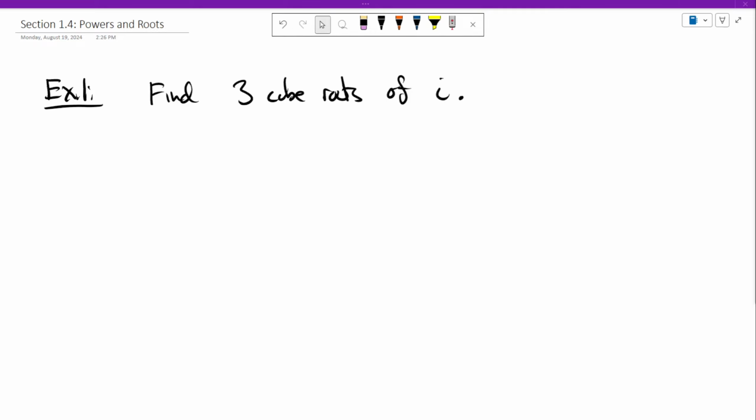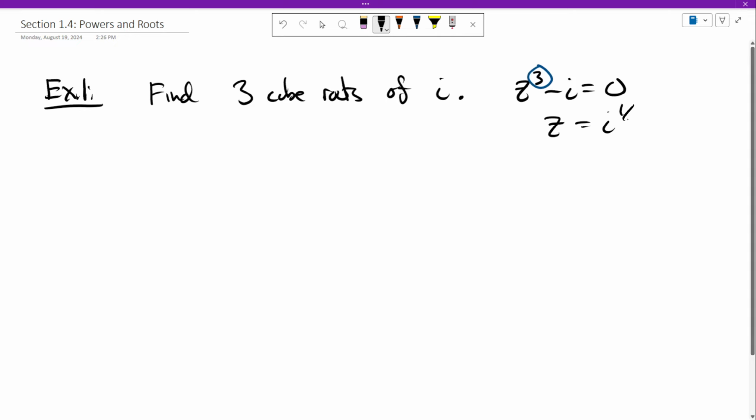In this first example in section 1.4, we're going to look for the cube roots of i. In particular, the polynomial equation z cubed minus i equals 0 is degree 3. The degree being 3 should tell us that we have at most 3 roots, and in this case, we have exactly 3 roots. So what we're looking for are the cube roots of i. That's another way of saying exactly the same thing. We want to find them.